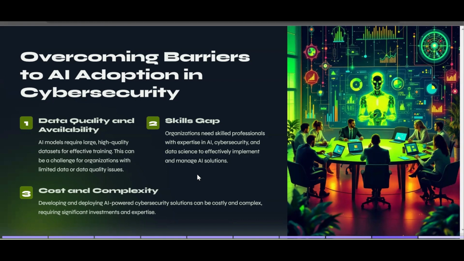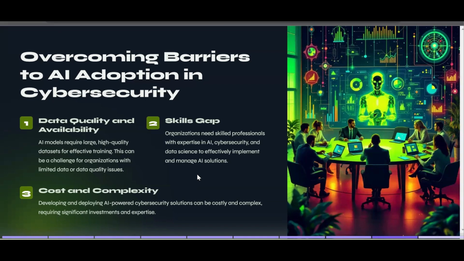data quality and availability. As we know, AI models require large, high quality data sets for effective training. We need to train the AI first, right? We cannot just simply embed it into the system to do the job. First, we need to train that model, and those AI models require large and high quality data sets. It's not just any data, we need to provide it with high quality data. And this can be challenging for organizations with limited data or data quality issues. This is the problem, right?